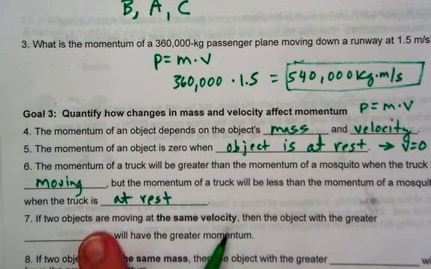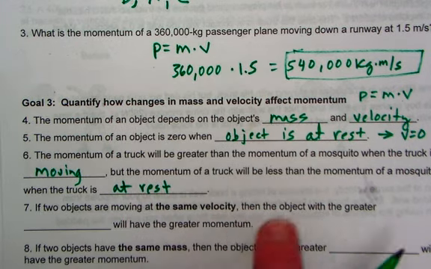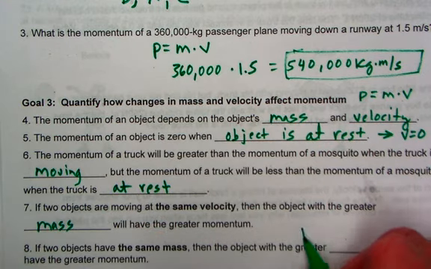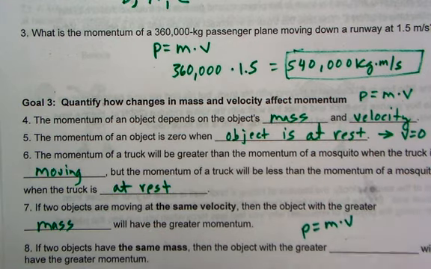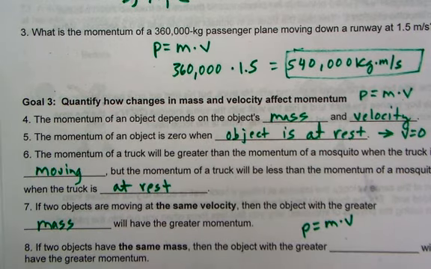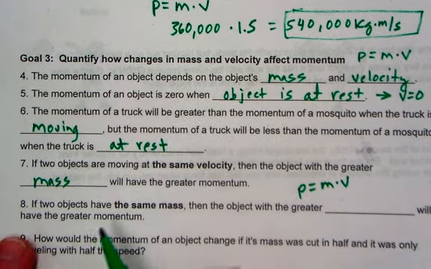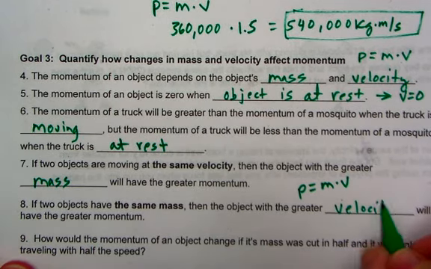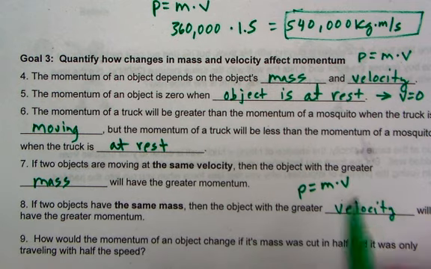If two objects are moving at the same velocity, then the object with the greater, and it's going to be mass, will have the greater momentum. Because remember, P equals M times V. If they both have the same velocity, the only thing that's going to change the momentum is the mass. So the one with the bigger M, mass, would have the greater momentum. Same idea for number 8. If two objects have the same mass, then the object with the greater velocity will have the greater momentum. So if mass is the same, then the velocity is what's going to change momentum.